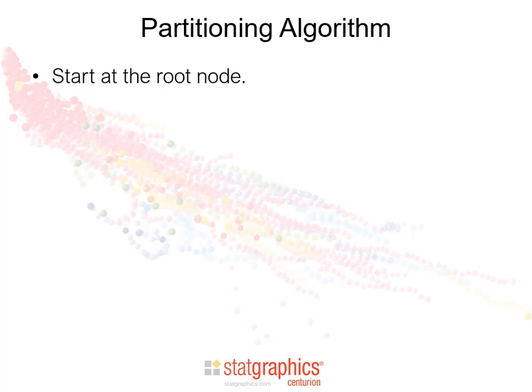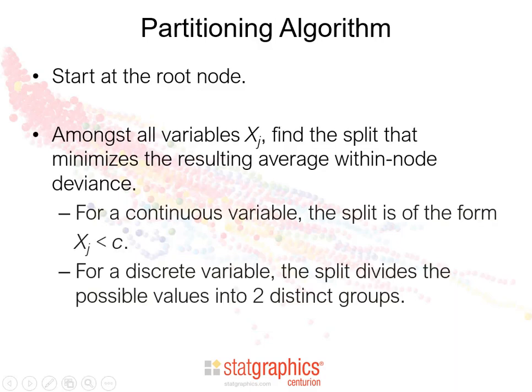To build the decision tree, we'll use the partitioning algorithm. We start at the root node. That's the node at the very top of the tree. We then check all of the predictor variables x sub j and find the split that minimizes the resulting average within node deviance. I'll talk a little bit more about that in just a couple minutes.